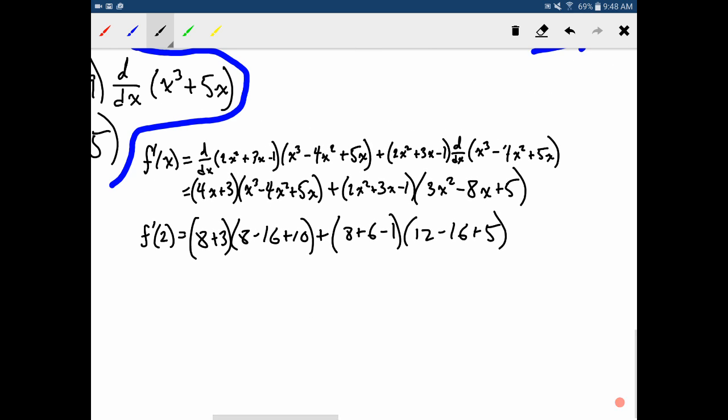Okay. And you can just put that in your calculator. And you feel free to double check this. I did do it ahead of time and I got 35. Okay. And there you go. All right.